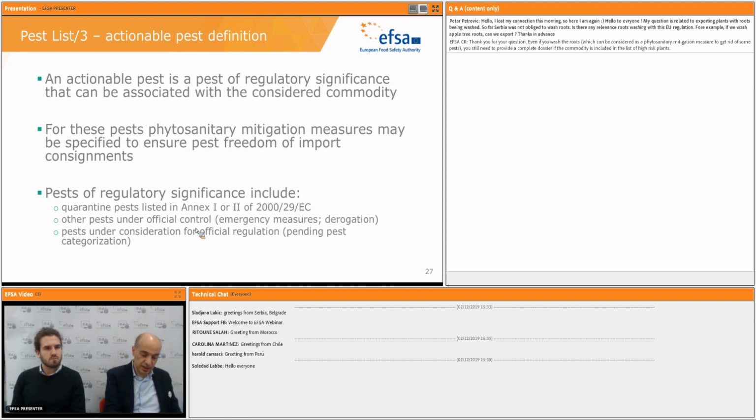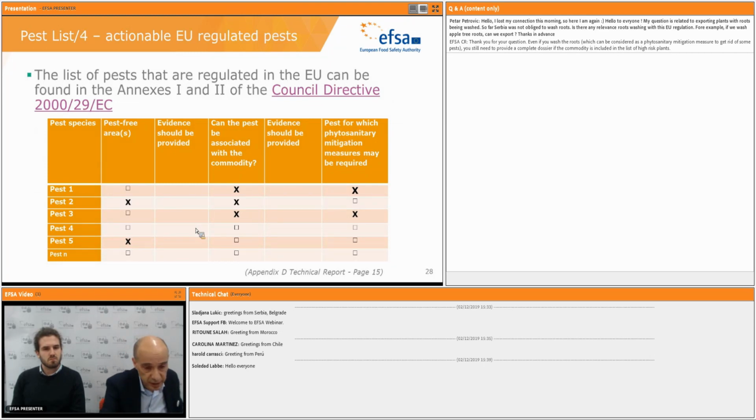Starting from the list that you have compiled at the beginning, so the list of all pests associated to the species of the genus, the next step is for you to divide these pests in two groups. One group should be listed in the table reported in Appendix D of the technical report at page 15, which is the list of pests that are already regulated in the European Union. You can find these pests in Annex 1 and 2 of the directive that I already mentioned.